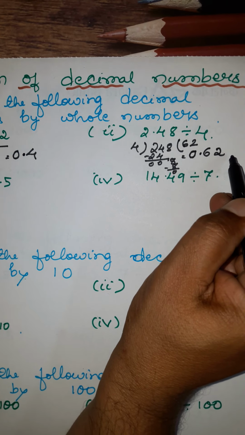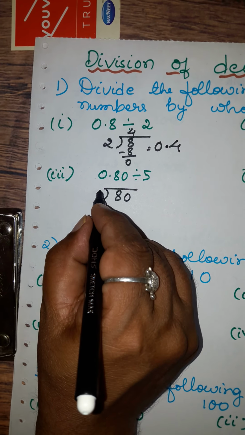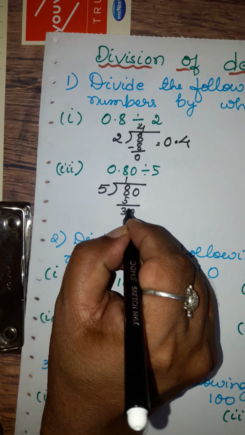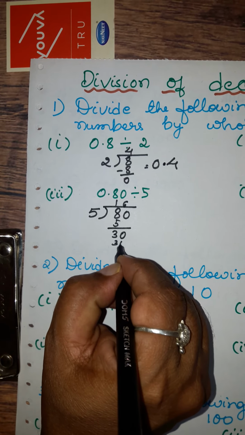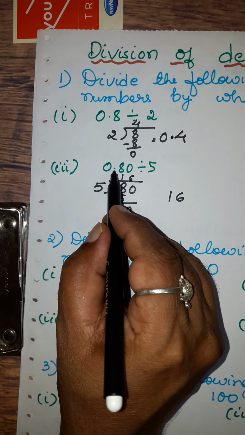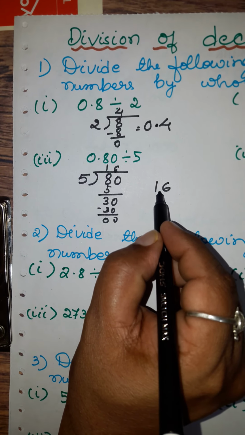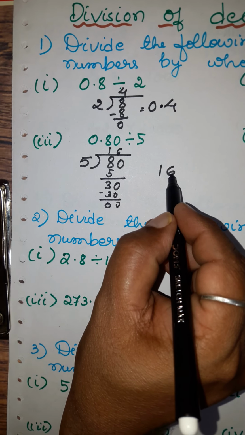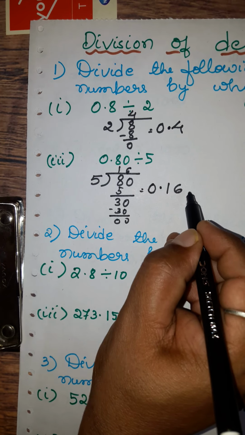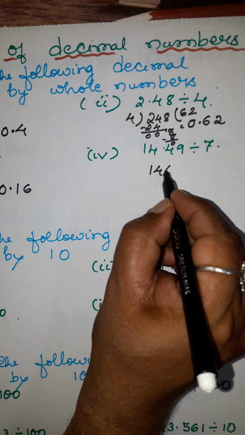0.62 is the answer. Here also divide 80 by 5. 5 ones are 5. 8 minus 5 is 3. 5 times 6 is 30. 30 minus 30 is 0. So 16. So in the dividend after the decimal point there are two places to the right. So in the number 16 count two places from right to left, one to put the decimal point and put 0. 0.16 is the answer.